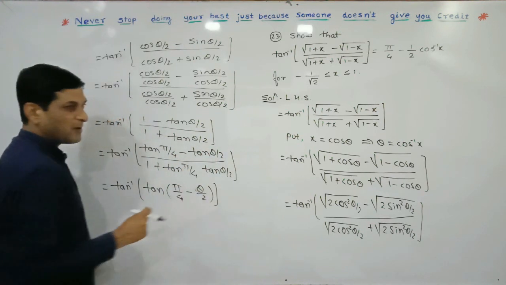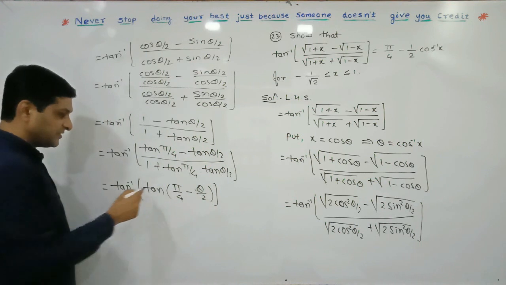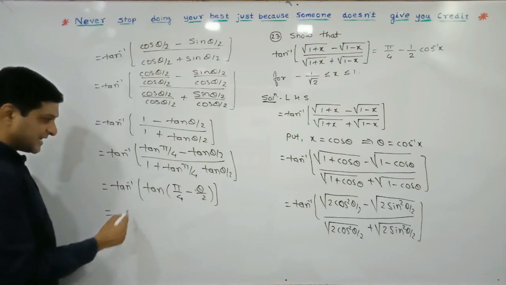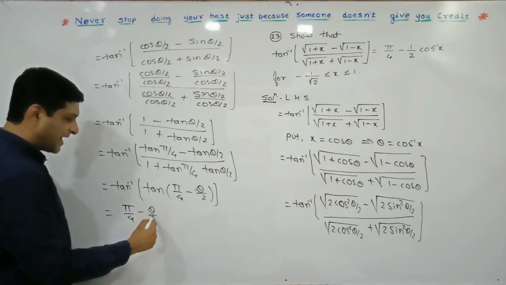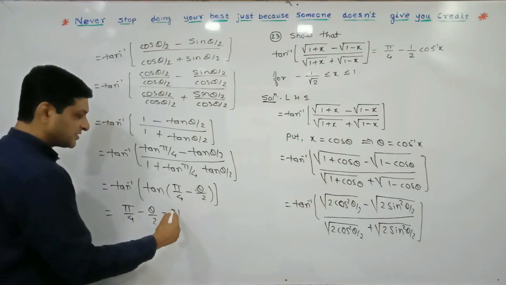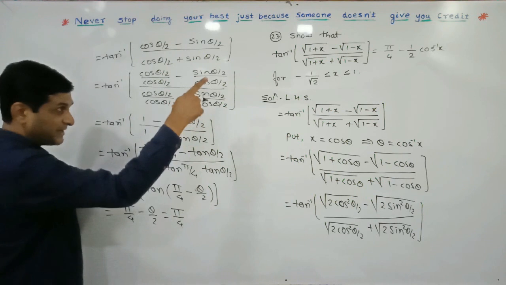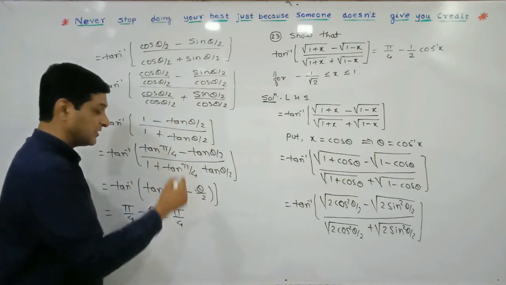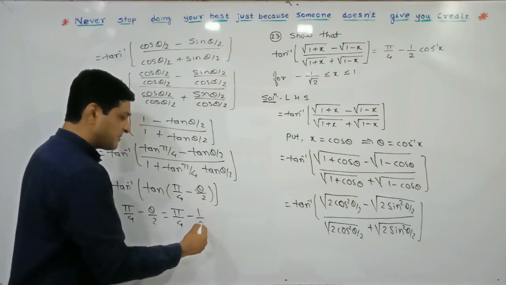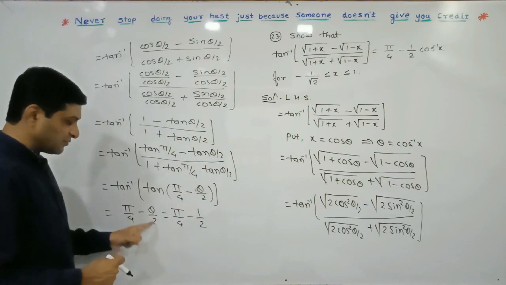Now according to our property of inverse trigonometric function, tan and tan inverse will get cancelled. The remaining term is pi by 4 minus theta by 2, which can be written as, keep this pi by 4 as it is. In our required result also, the first term is pi by 4. Here we have got pi by 4. Then what is the next term? Minus 1 by 2. Here also we have got minus 1 by 2.